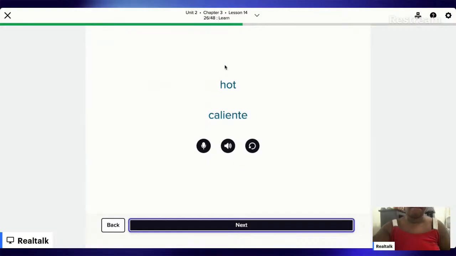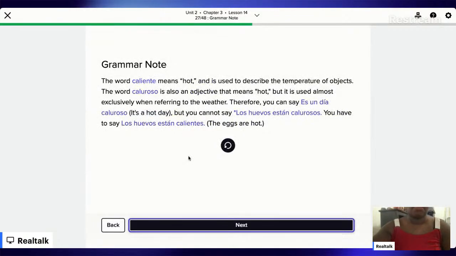Listen closely and repeat. Caliente. Caliente. The word caliente means hot and is used to describe the temperature of objects. The word caluroso is also an adjective that means hot, but it is used almost exclusively when referring to the weather. Therefore, you can say, Es un día caluroso, it's a hot day, but you cannot say, Los huevos están calurosos. You have to say, Los huevos están calientes, the eggs are hot.